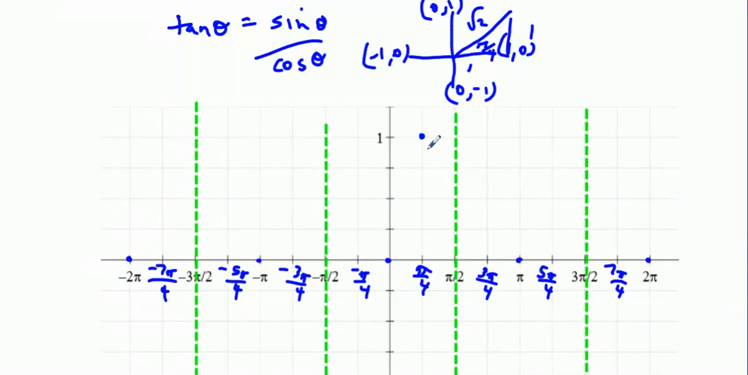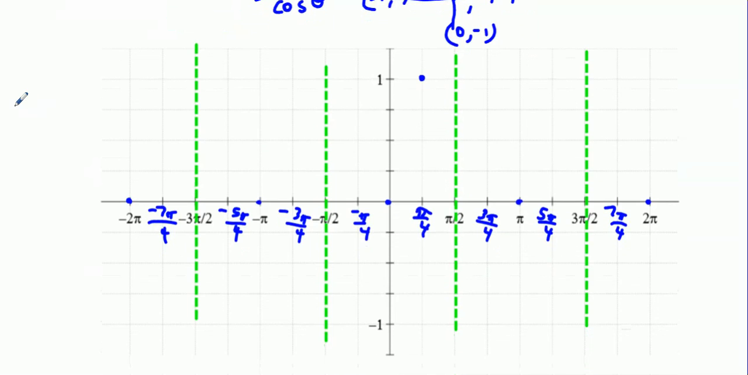So I know that the tan of pi by 4 is 1. The tan of 3 pi by 4, which is over here, is going to be -1 because I know tan is negative in that quadrant. So here we go. We'll go down here. So tan of 3 pi by 4 is -1. 5 pi by 4, that's over in the third quadrant. I know that tan is positive in the third quadrant, so up we go. And I know over in the fourth quadrant, it's negative.